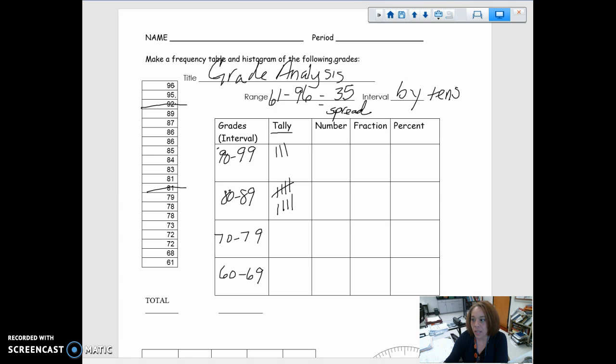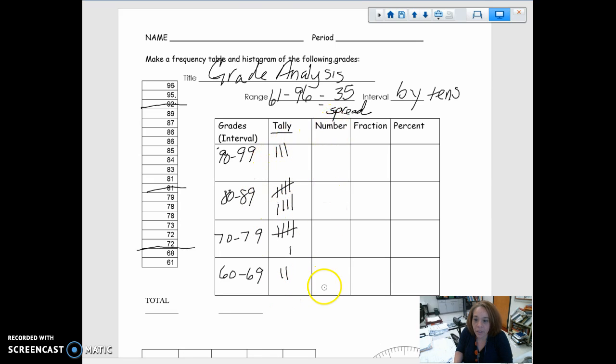Let's continue here with the tally marks for the 70s. Here's our cutoff for scores within the 70s. We have 1, 2, 3, 4, 5, 6. How would I do that? I would make 1, 2, 3, 4, and my cross makes a 5, and then one extra makes a 6. I'm sure you've seen this before. And for the tally marks in the 60s, we have 2. This is how it looks when we have tally marks.